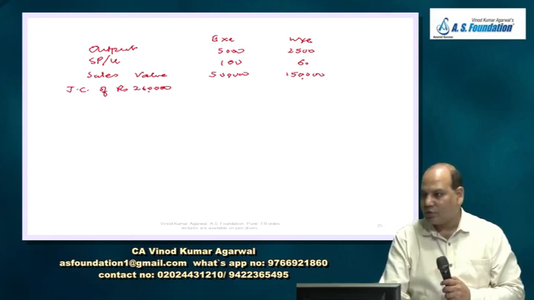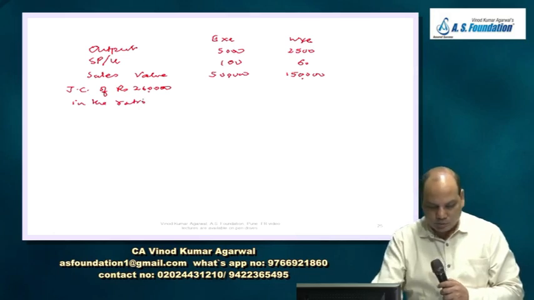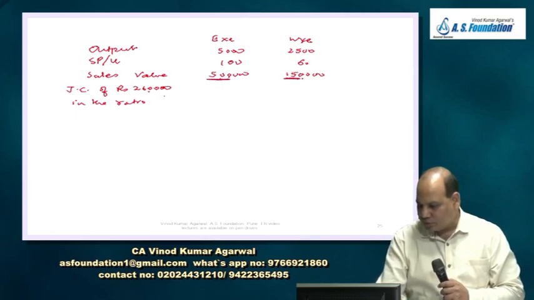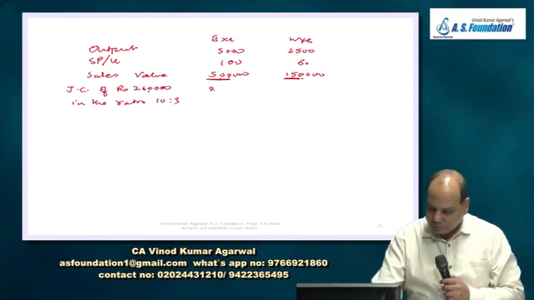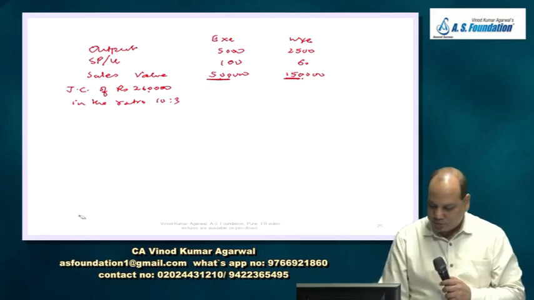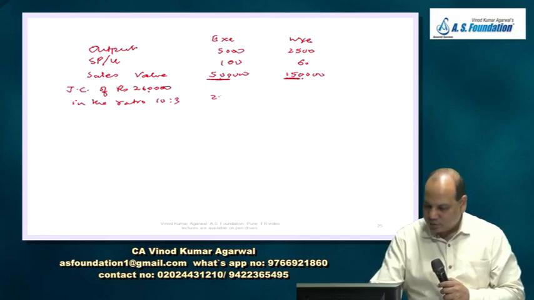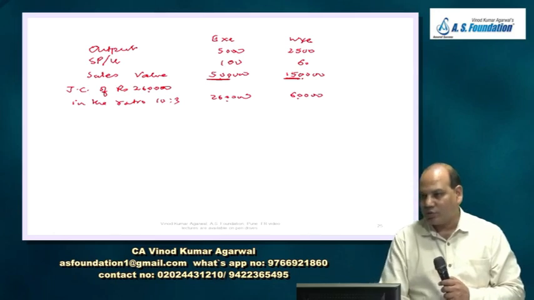And then we will allocate the joint cost of rupees 2,60,000. Is it 2,60,000? In the ratio, what is this ratio? 500 is to 150. So that means I can say 10 is to 3. So 10 by 13 into 2,60,000, is how much? Is it 2 lakh? And what about the next one? 60,000. So this is the allocation.